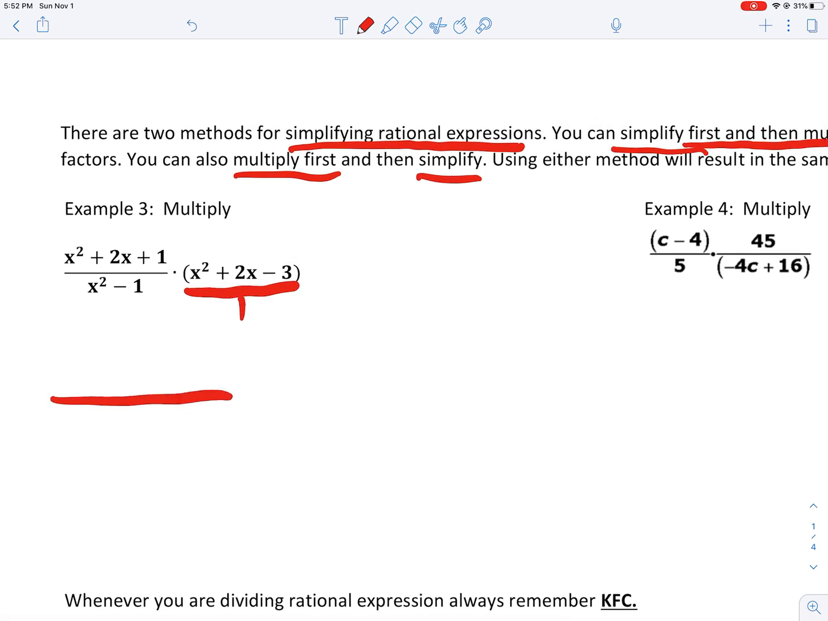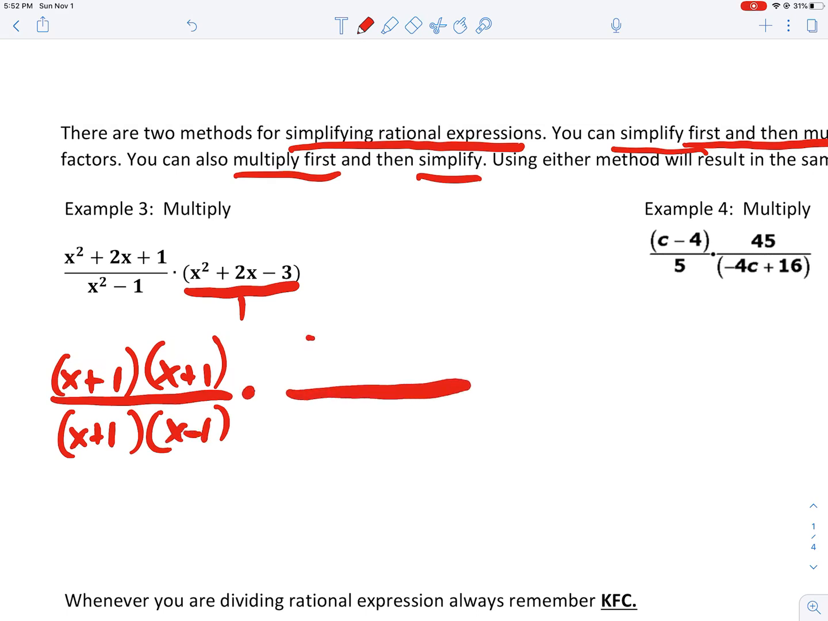So the trinomial, it's got to be two binomials. So x times x, 1, so x plus 1, x plus 1. The denominator is a difference of squares, so x plus 1, x minus 1. The other trinomial, we have x times x. 3 is prime, so it's 3 and 1. It's got to be a plus 2, so minus 1. And then this is over 1.